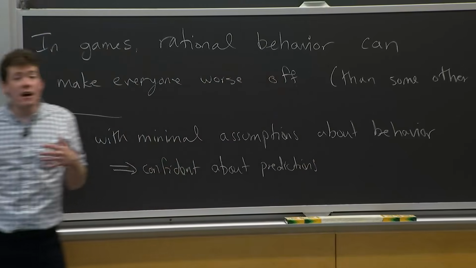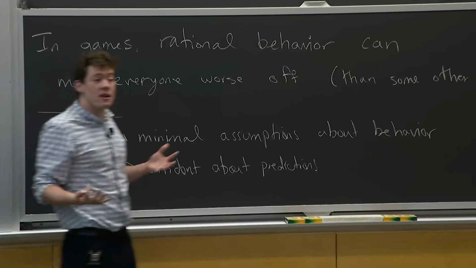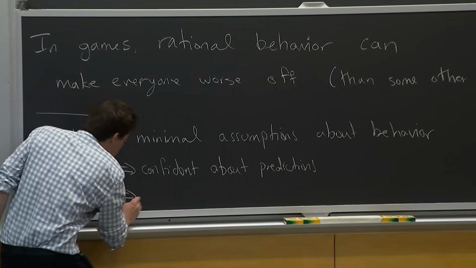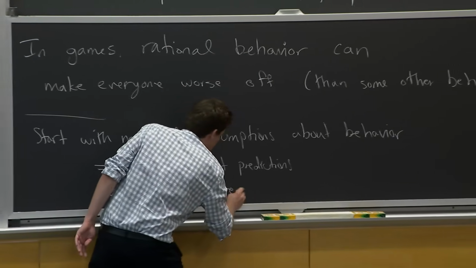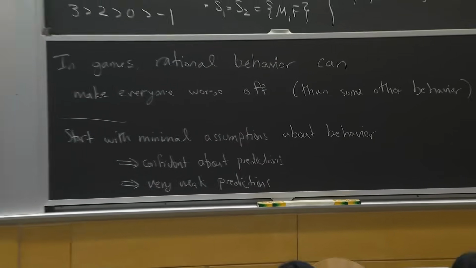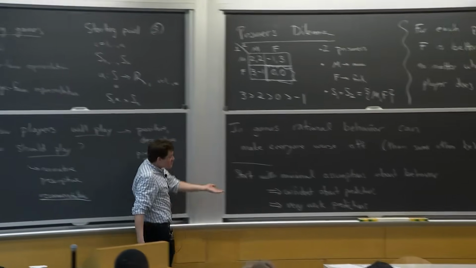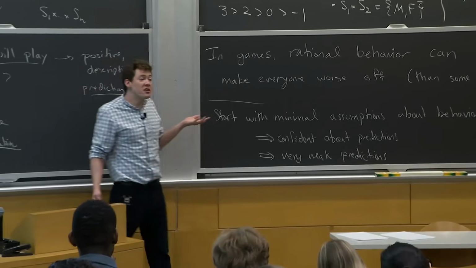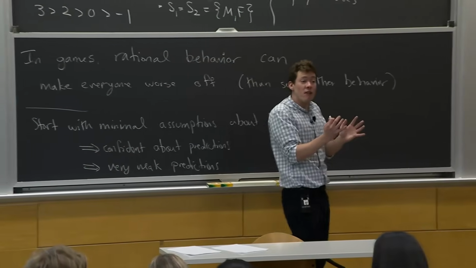But what we'll see is that a lot of games are not like the prisoner's dilemma, and we're not able to make very sharp predictions only based on minimal assumptions. So we might be confident about our predictions, but these predictions are generally going to be very weak predictions. Or they could be very weak predictions. And here, notice I'm using the interpretation of prediction rather than recommendation for now. In fact, sometimes, if we're only willing to make minimal assumptions about behavior, our only prediction might be anything could happen. That's not a very useful prediction.